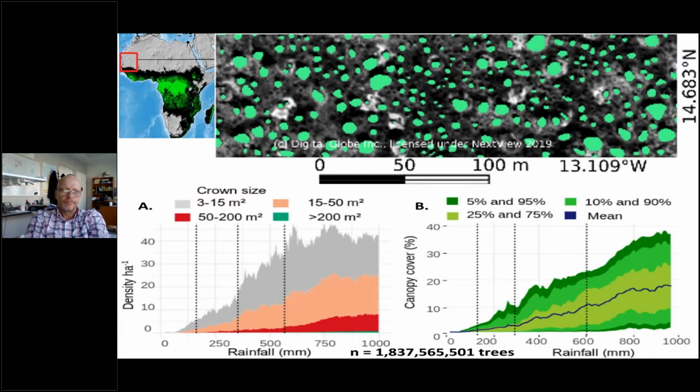So these are some summary figures from our paper where we have the density per hectare and canopy cover versus rainfall. And in this study, we enumerated 1,837,565,501 trees. And every tree is unique. And this is just an example in the upper left-hand corner where our study was. In the top center and right, examples of tree crowns being mapped. And then in the bottom, we have these two relationships to rainfall from the density per hectare of trees based on different canopy crown sizes. And on the right-hand side, in terms of canopy cover. Next slide. I think that's all I got.